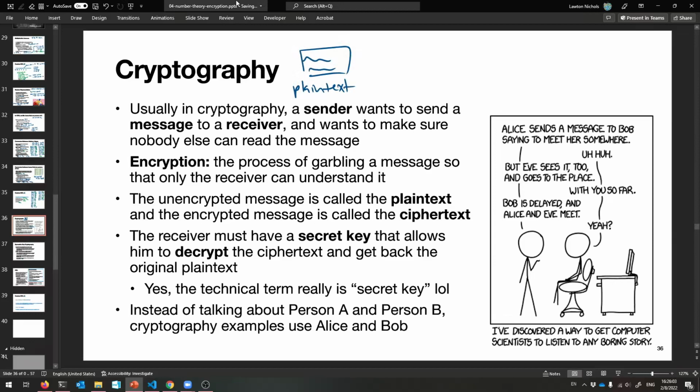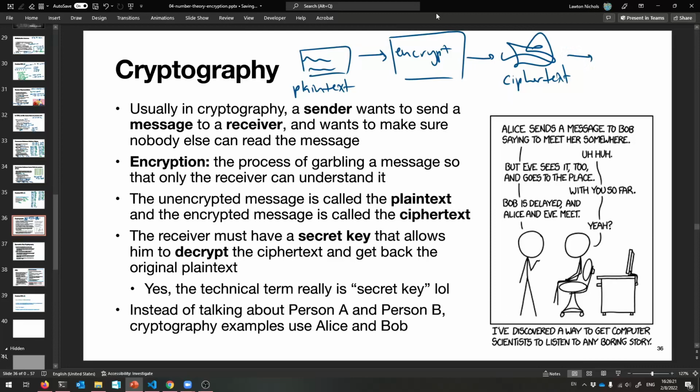You give that to an encryption algorithm. That is going to be a box. And that spits out the ciphertext, which is all garbled, that nobody else can look at other than the sender and the receiver. And then it's the receiver's job to decrypt it, right? That's the opposite of encrypt, decrypt. And that gives you the plain text again that can be read and understood. Okay? That's the main idea of cryptography.